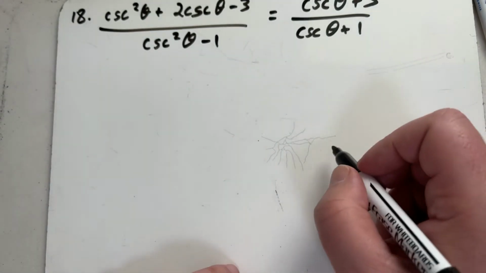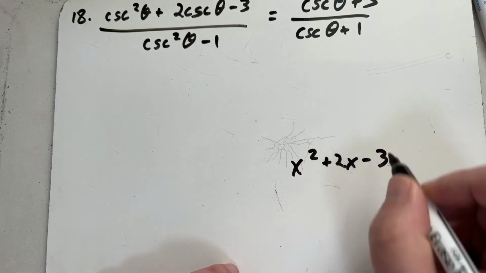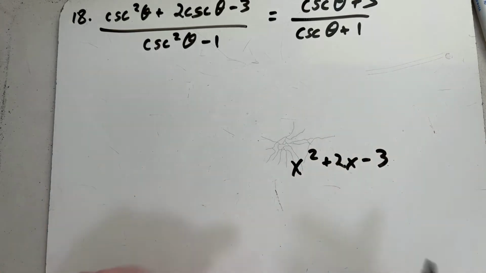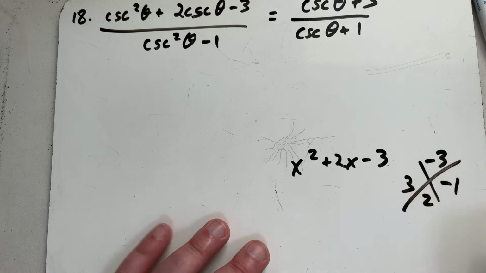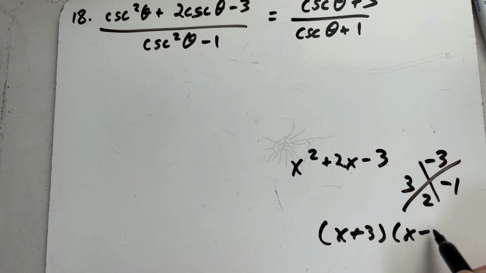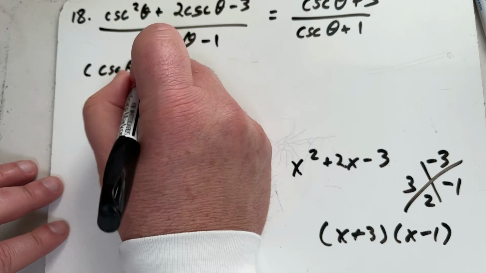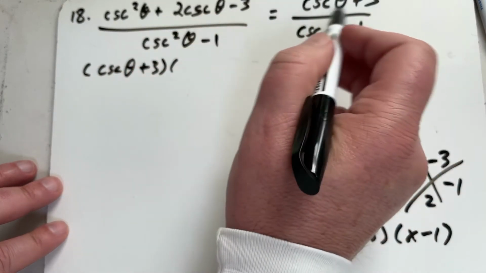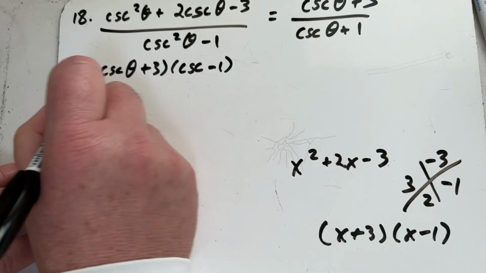Check this out. So I'm going to say, let's factor x squared plus 2x minus 3. Cosecant right here for the x's, but I'm too lazy to write them out. If I factor those, I'm going to get minus 3, positive 2. So I get 3 and negative 1, which gives me x plus 3, x minus 1. And that's what we're going to do. Cosecant plus 3, cosecant minus 1. And what do we do about the bottom?